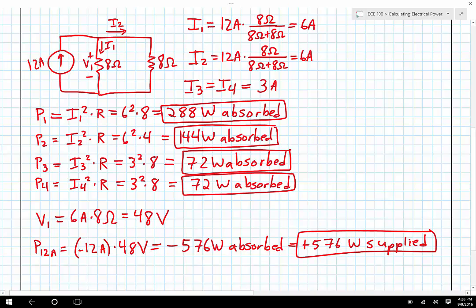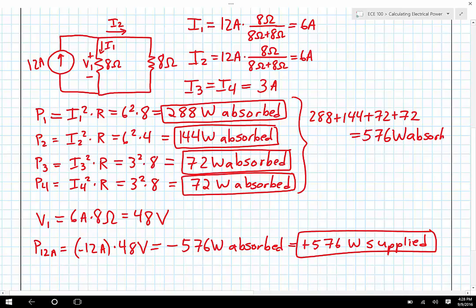Now we have 2 ways that we can approach the final answer to this question. We can add up the power that's being absorbed. And if you add 288 plus 144 plus 72 plus 72, that's equal to 576. Use your own calculator, verify it, because it's important that you understand that I'm not just pulling your leg here. So 576 watts being absorbed, 576 watts being supplied. It all works out, it balances, conservation of energy.